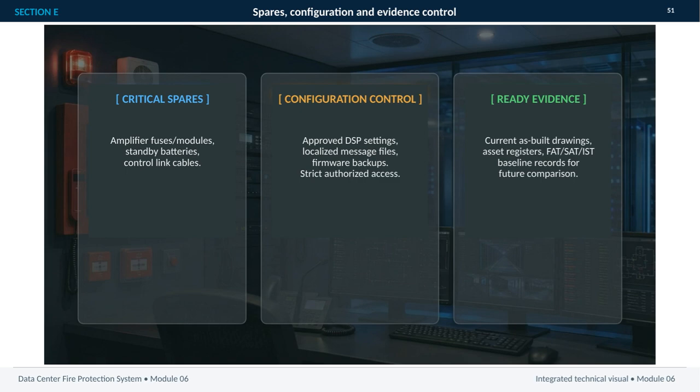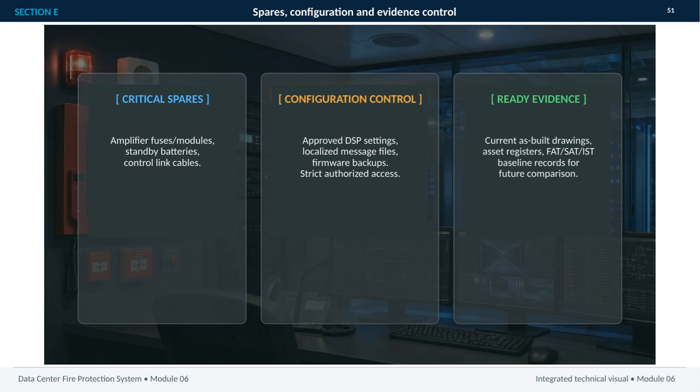Second, configuration control ensures that the system remains aligned with its approved design. That includes approved DSP settings, localized message files, and firmware backups, all protected through strict authorized access. Without this discipline, a replacement or update could unintentionally change system behavior.